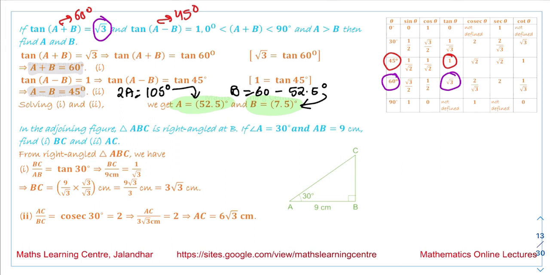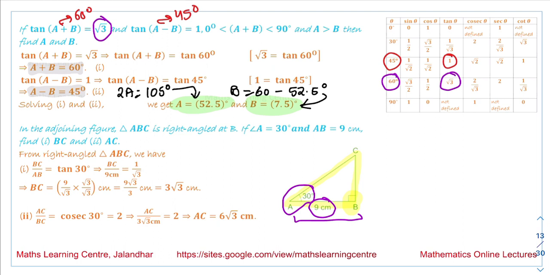Next, a triangle ABC is given to us, right angled at B. This is the triangle we are talking about. It is given that the angle at A is 30 degrees. The length AB is 9 centimeters. We have to find the lengths BC and AC.